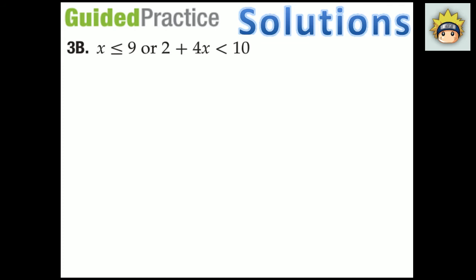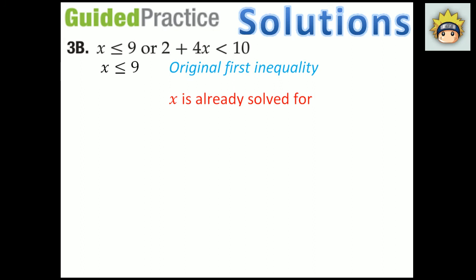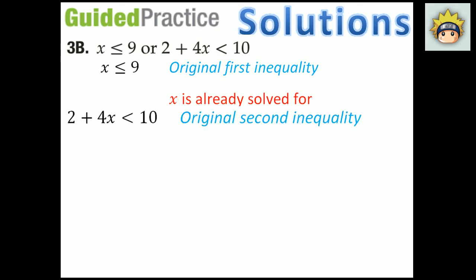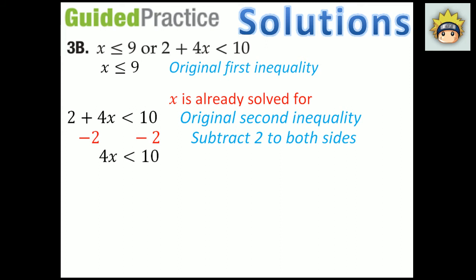3b: x is less than or equal to 9, or 2 plus 4x is less than 10. My original first inequality is x is less than or equal to 9. x is already solved for, so I don't have to do anything else here. On my right hand side, this is the original second inequality: 2 plus 4x is less than 10. Subtract 2 from both sides. 4x is less than 8. That should be an 8.